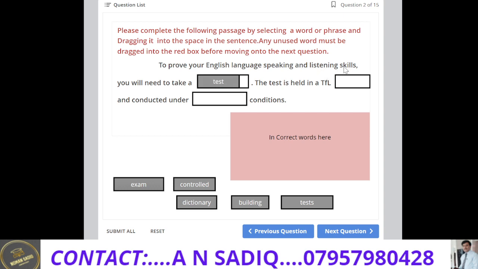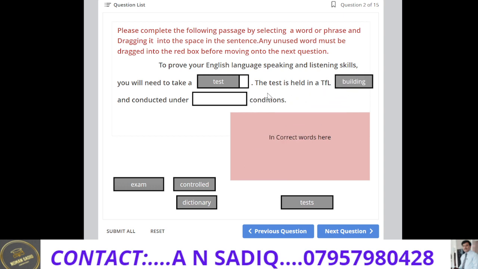So it makes sense that to prove English language speaking and listening skills, you will need to take a test, and then the next sentence says that you have filled this gap with the appropriate word. That is the test. So he is talking actually about the same test. So the test is held in TFL exam. It could not be TFL controlled, no. TFL dictionary, no. TFL test, no. TFL building. So yes, here building.